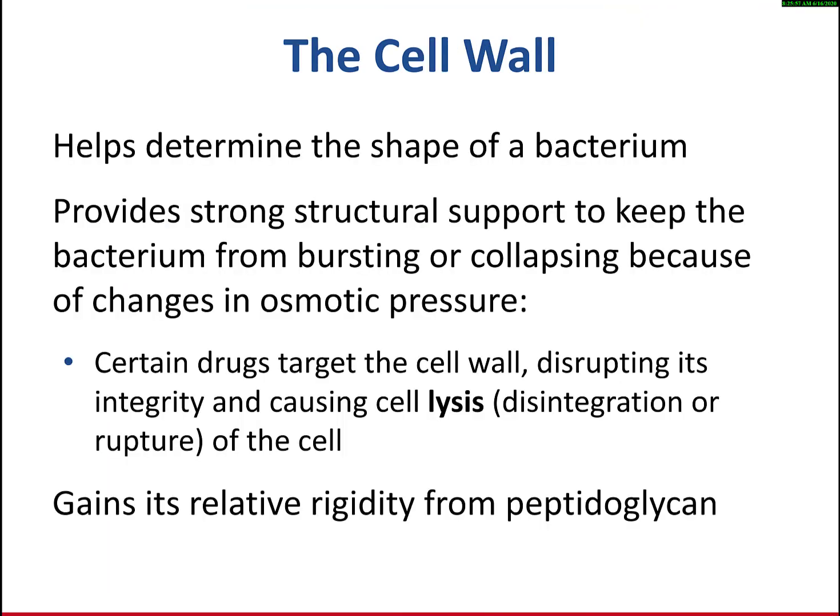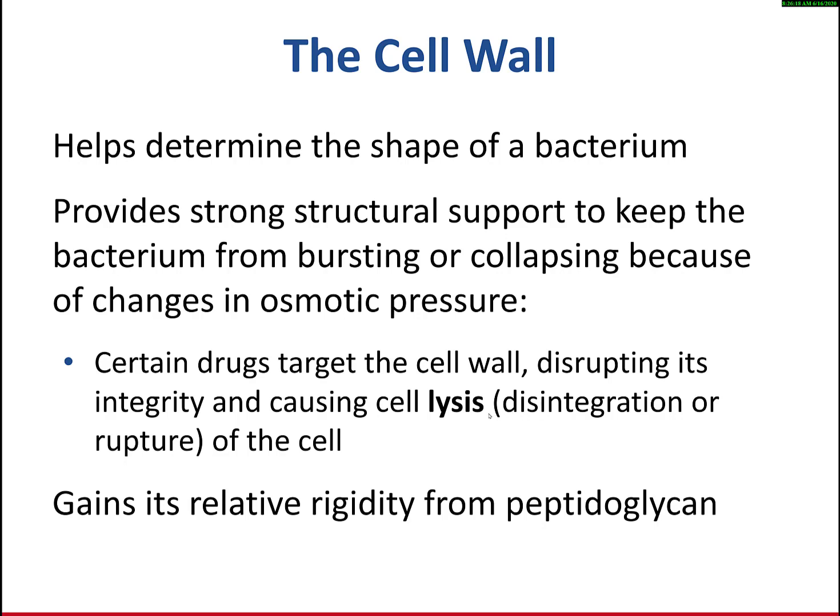We're going to go through various examples, but this one I think is really important to think about. So the cell wall helps determine the shape of the bacterium, and of course provides strong structural support to keep the bacterium from bursting or collapsing because of osmotic pressure. You see, this is really important. Certain drugs target cell walls, disrupting their integrity, causing cell wall lysis.